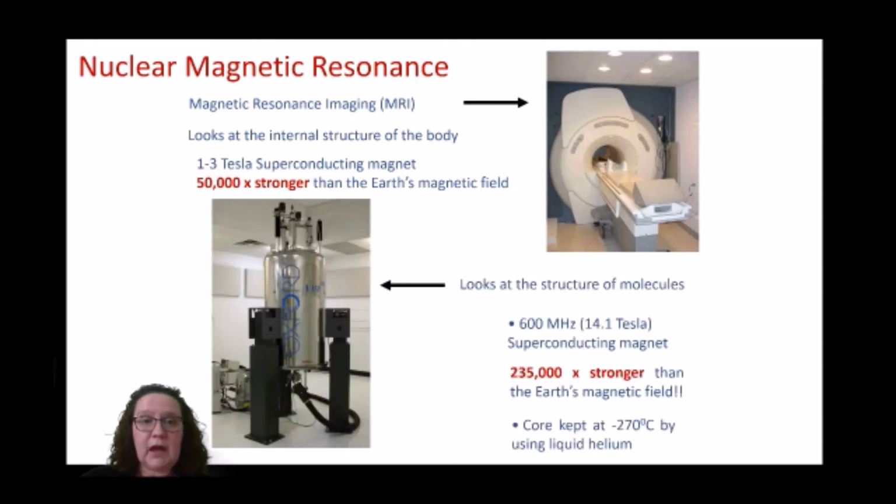When we use an NMR, we are looking at the structure of the molecules. A typical NMR is 600 megahertz. It produces a magnetic field that is 2,035,000 times stronger than the Earth's magnetic field. So it's a very, very powerful magnet. The core needs to be kept at very cold temperatures, minus 270 degrees. And to do that, we use helium, liquid helium.